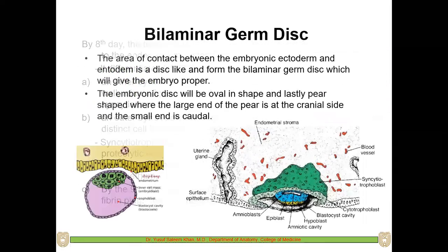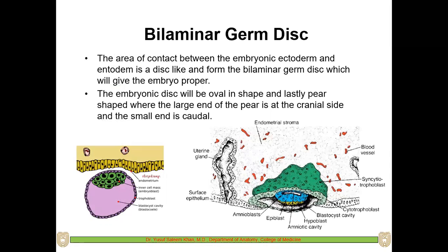Now what happens further? Now we talk about this two-layered structure, which is now called the bilaminar germ disc. As I said, this period is called the germinal period because it still doesn't look like an embryo. So it is called germ, and it is like a disc. Now if you see here, it is like a disc. That's why it is called germ disc. It is called bilaminar because it is two layers. It is called the bilaminar germ disc.